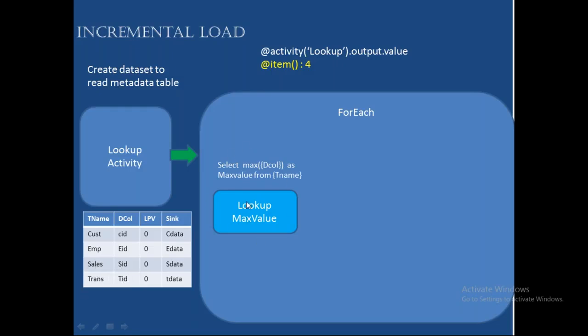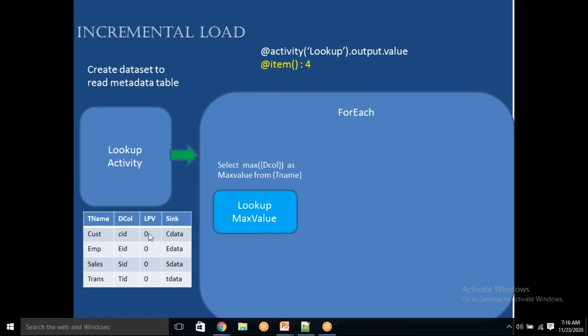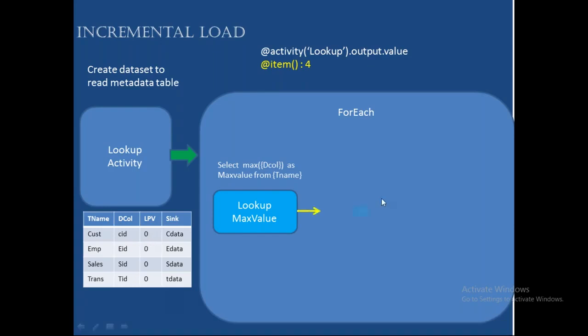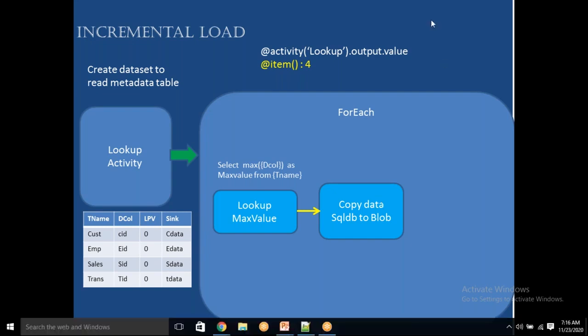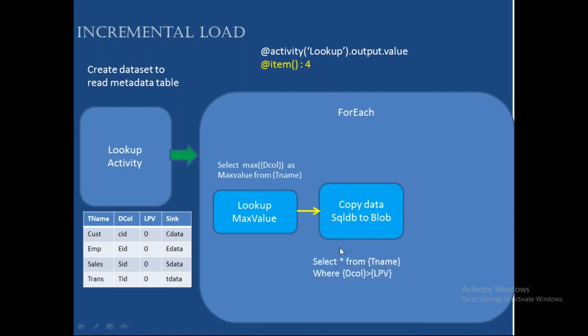Understood? Now I am going to get the max value. Once I get the max value, anyhow the last processed value I already have, so I can directly pass this value. So now what I will do, I will use my copy data activity. In this copy data activity, I'm going to write a query something like this.